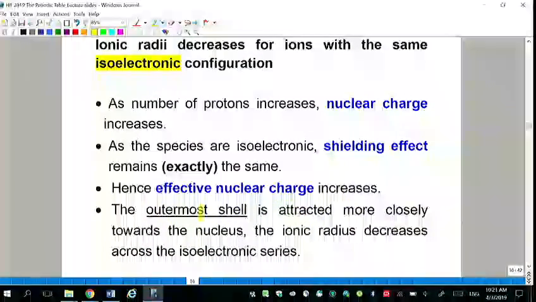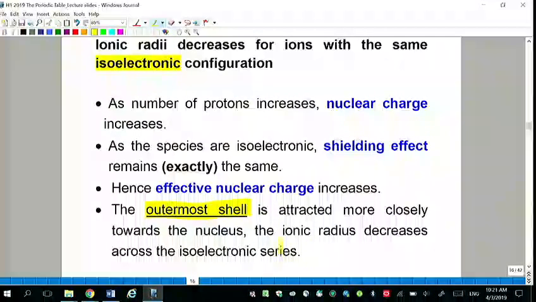Hence, the outermost shell, take note, because I'm talking about the radius, so you are using the term outermost shell, is attracted more closely towards the nucleus. The ionic radius decreases across the isoelectronic series. Take note of this. So you can see that the general trend of the explanation for first ionization energy, for atomic radius, and for ionic radius is all the same. I discussed nuclear charge, shielding effect, effective nuclear charge. These are the three things that I always discuss when I talk about the trend across the period for first IE, atomic radius, and ionic radius.